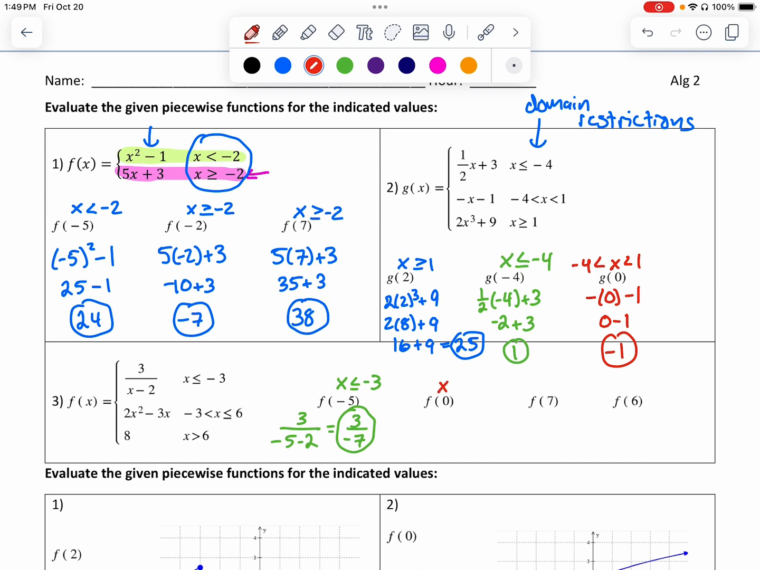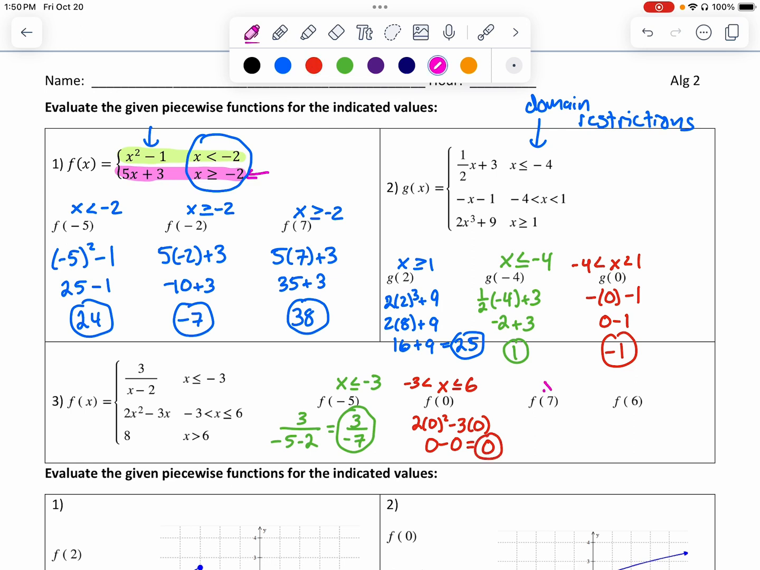Next, 0 is my x, and 0 is between negative 3 and 6, so it fits the second restriction. So I'm going to plug it into the second equation. So 2 times 0 squared minus 3 times 0. Well, that one's kind of silly. You just times by 0, you get 0 minus 0, which equals 0.